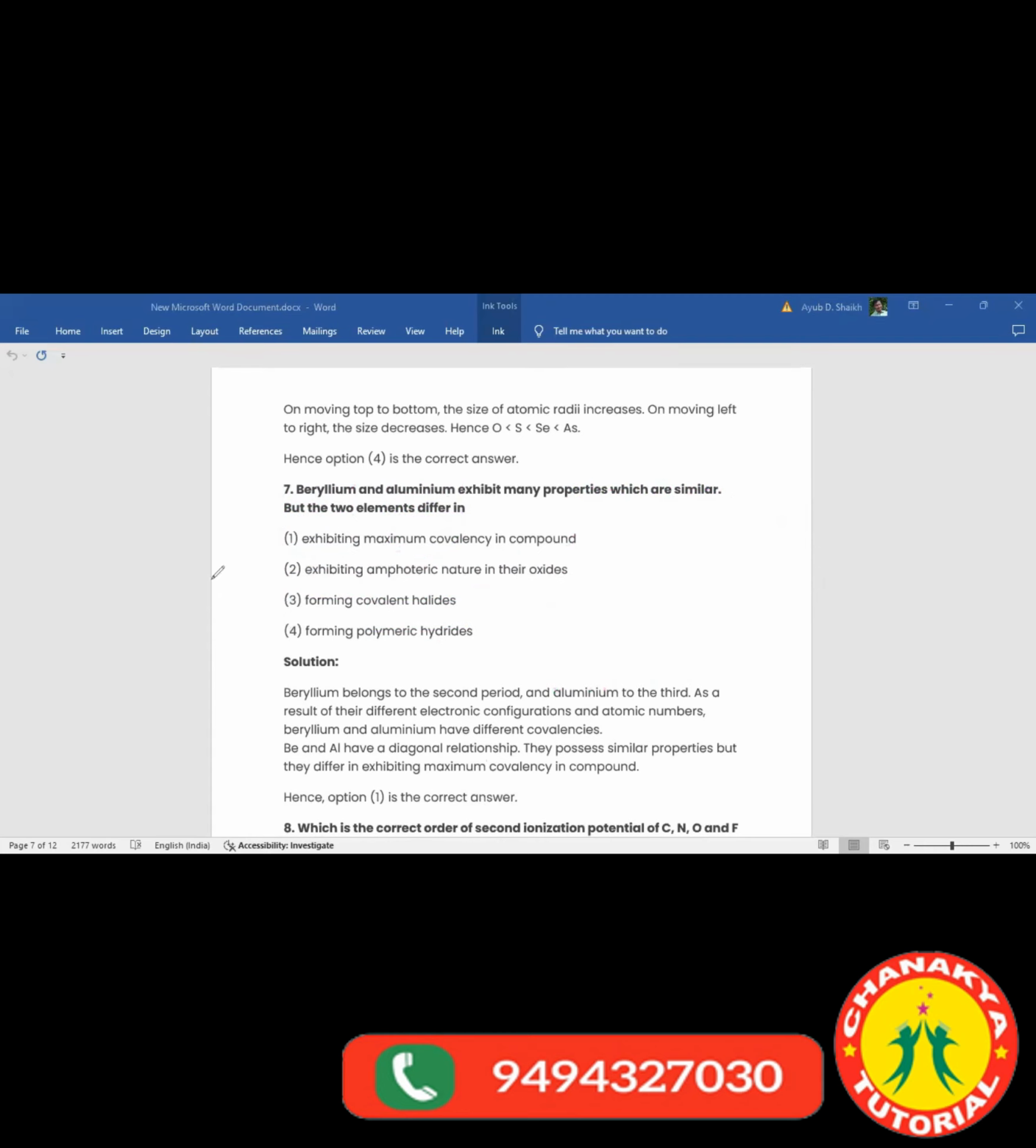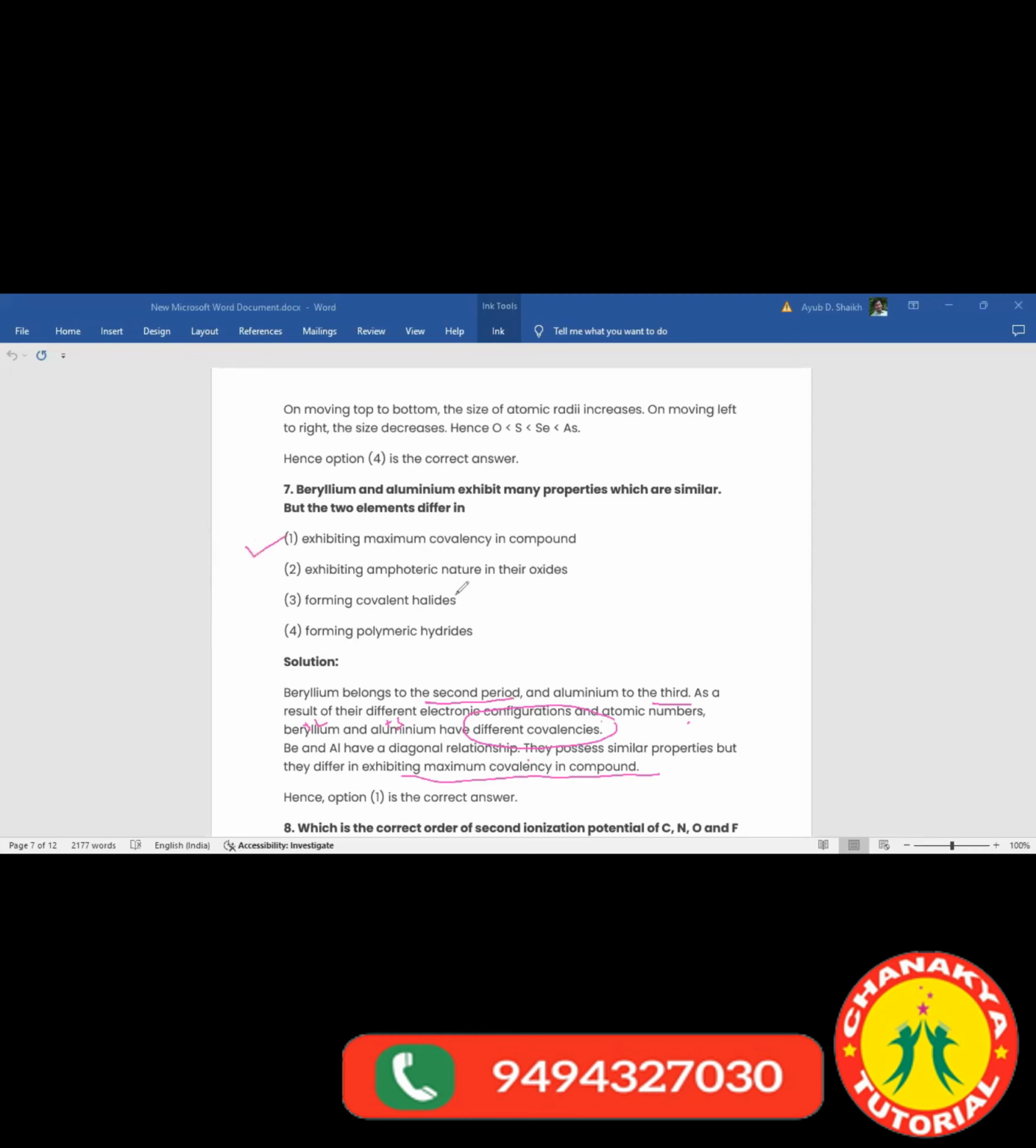Check it here now. Beryllium belongs to the second period, correct? And aluminium belongs to the third. As a result, they have different electronic configurations and atomic numbers. Beryllium and aluminium have different covalencies, because beryllium has +2 and aluminium has +3. Beryllium and aluminium have a diagonal relationship. They possess similar properties, but they differ in exhibiting a maximum covalency in a compound. Hence, your option first is the correct one.